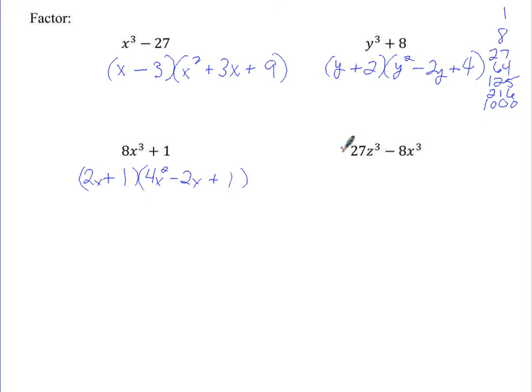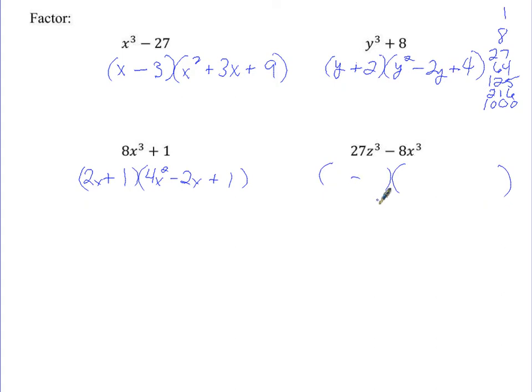And the last one, are we dealing with sum or difference of cubes here? I think I heard a no. Was there a no out there? Is 27 a perfect cube? Is z to the third a perfect cube? So therefore, is this a perfect cube? Okay. Is 8 a perfect cube? And is x to the third a perfect cube? Yes. So therefore, is this a perfect cube? Yes. Okay. So therefore, this is the difference of cubes. So therefore, we're going to factor it into a binomial times trinomial.